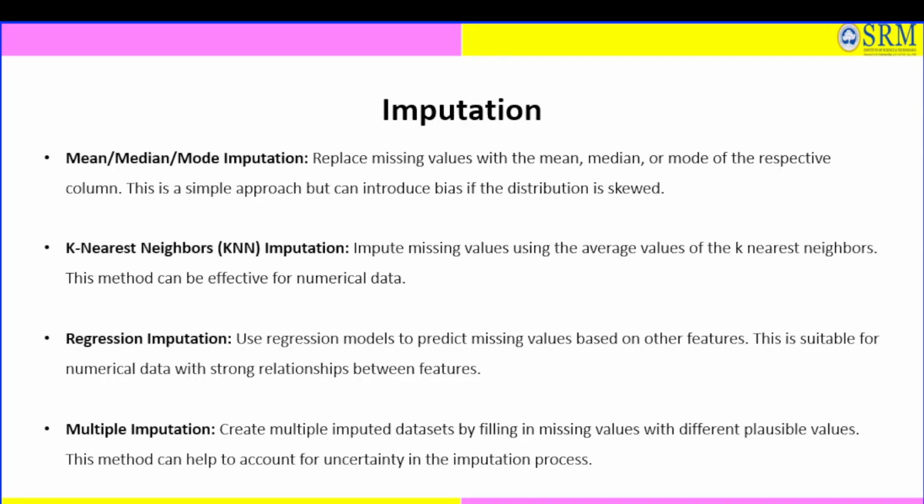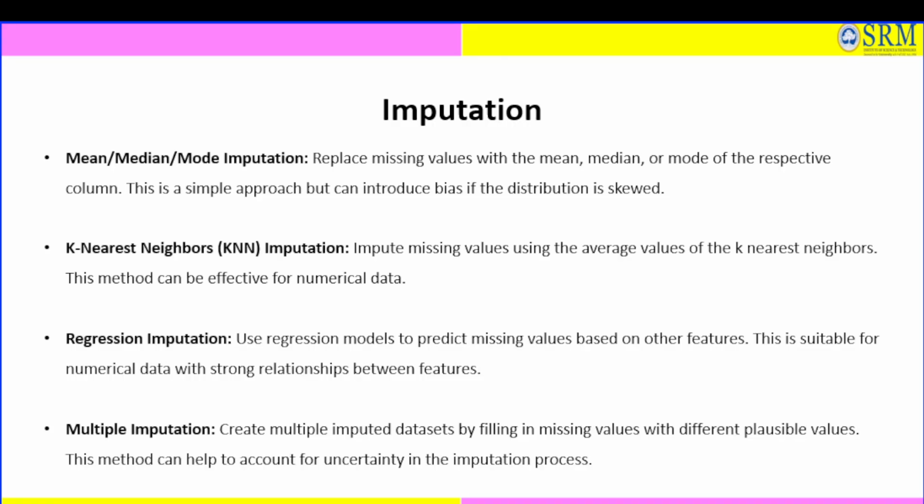And KNN imputation is a very famous imputation method, using a class called KNNImputer. We can impute the missing values using the average value of the k nearest neighbors, and it is very effective for numerical data. Then comes regression imputation. We use regression models to predict missing values based on other features. Whenever we have numerical data with a strong relationship between features, this imputation will be helpful.